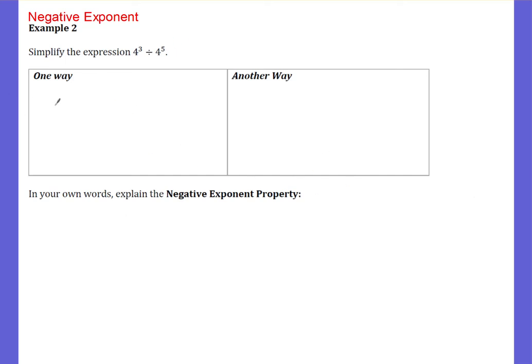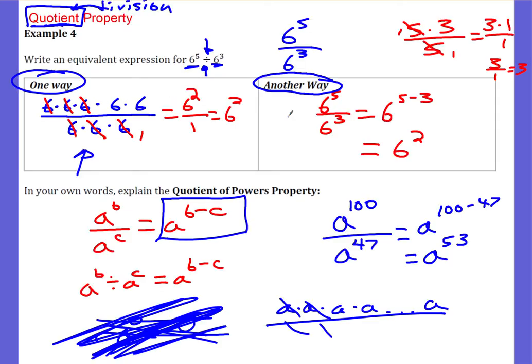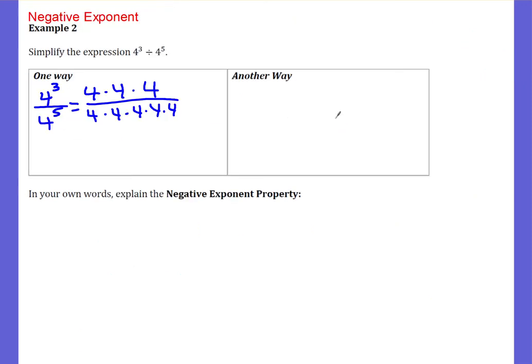So one way I can do this is, let's just represent that as a fraction really quick. 4 to the third, divided by 4 to the fifth power, and we'll work this out. 4 times 4 times 4, divided by 4 times 4 times 4 times 4 times 4. All right, so we're going to use that same strategy we looked at with this quotient property here, where we just took away pairs of 6s in the top and bottom. This time we're dealing with 4s, and we're going to cancel them out so we don't have any pairs left.